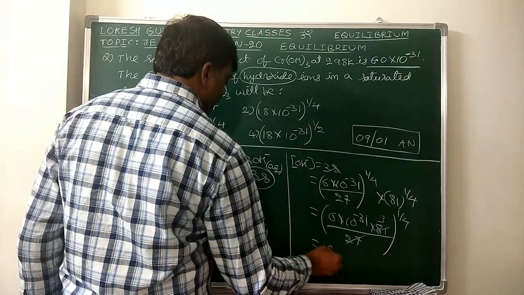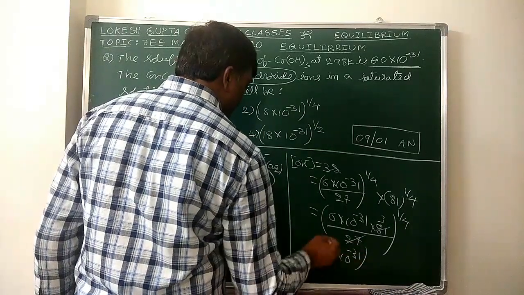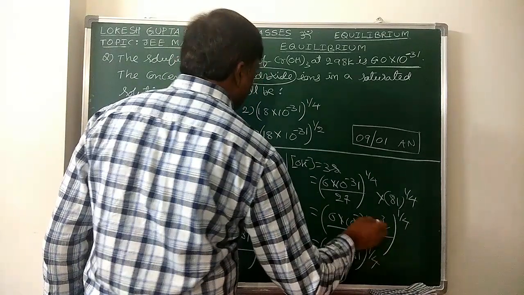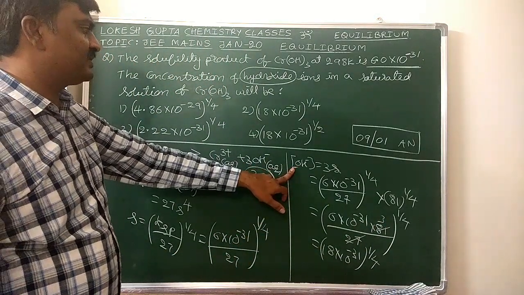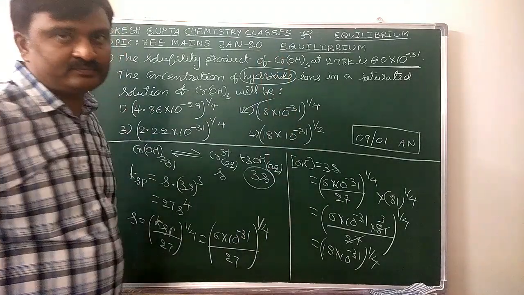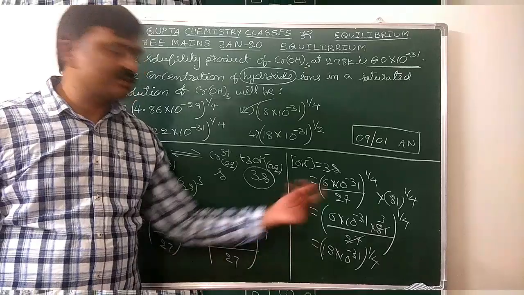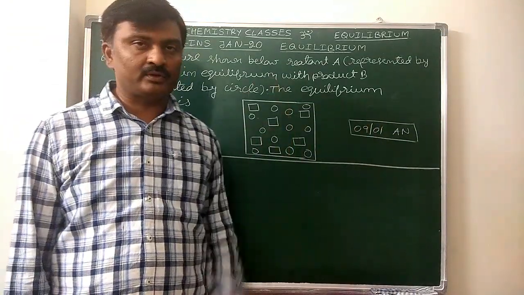So this is equal to 18 into 10 to the power minus 31 to the power 1 by 4. It is the molar concentration of OH minus in the aqueous solution. So now what will be the answer? Second option. Now come to the next question. This question was given on 9th January afternoon.